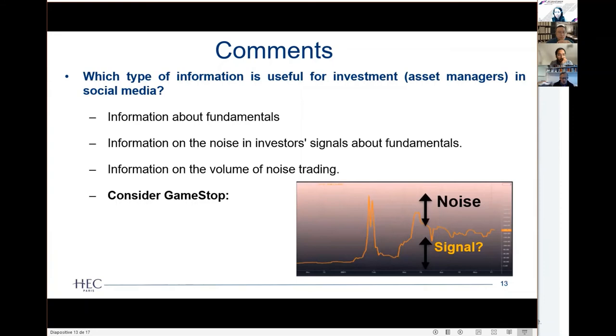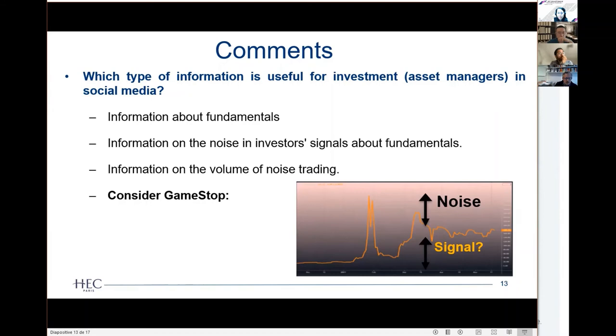Why are asset managers willing to buy information about those messages, or signals extracted from those messages? I think there might be many reasons. One reason is that those messages contain information about fundamentals, but in your paper, that does not play a role. The more informed guy does not learn from the less informed guy about fundamentals. Maybe those messages contain information on noise in the investor signal, which I think is the point of your paper. So it would be interesting to develop predictions which are specific to this channel, to this mechanism.